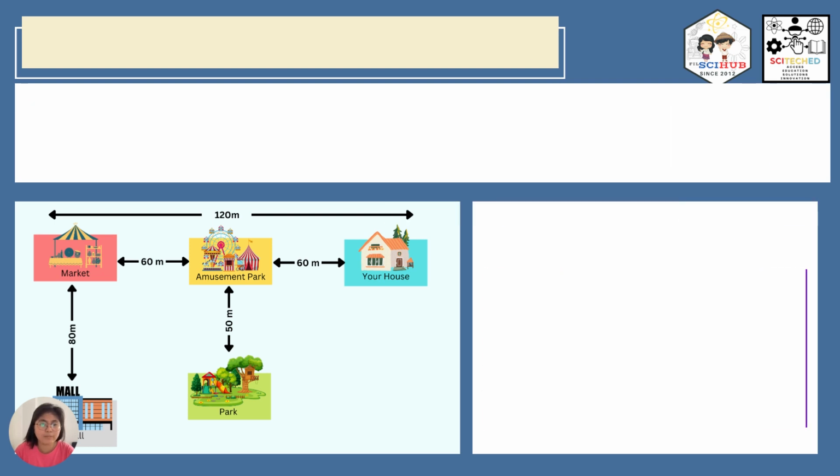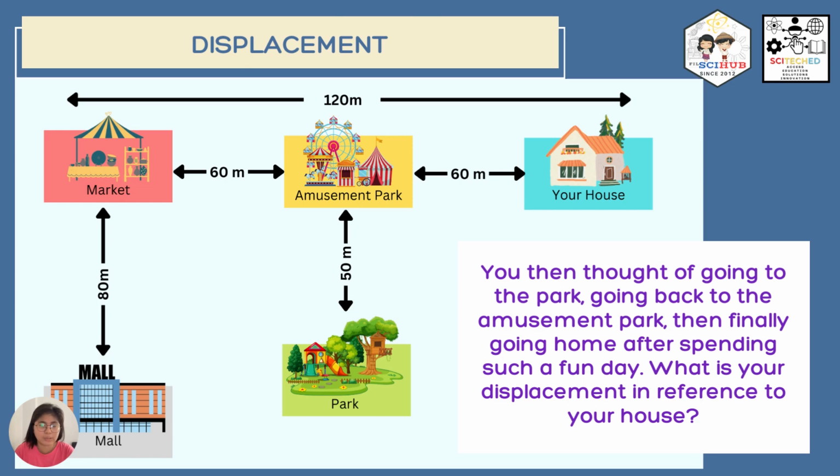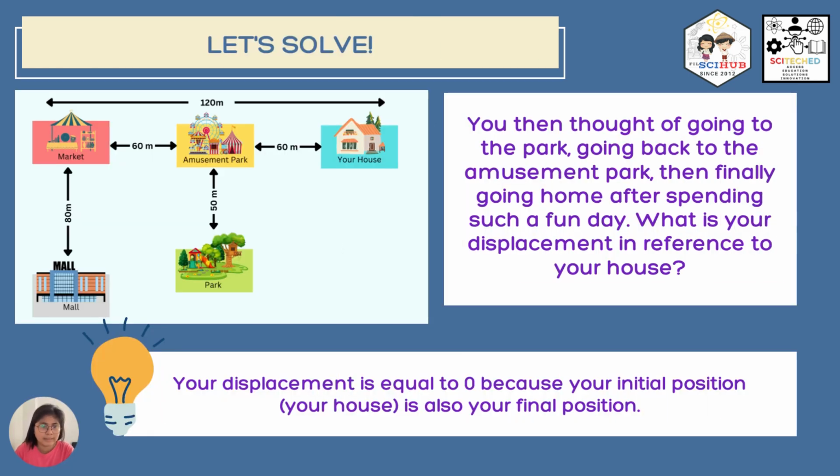Now, for the second part of the problem, when we were asking about your displacement in reference to your house when you came back to your house, right? Because you went to the park, then went back to the amusement park, then finally went home. So the answer here would be 0. All right? So your displacement is equal to 0 because your initial position or your house is also your final position, which is your house.